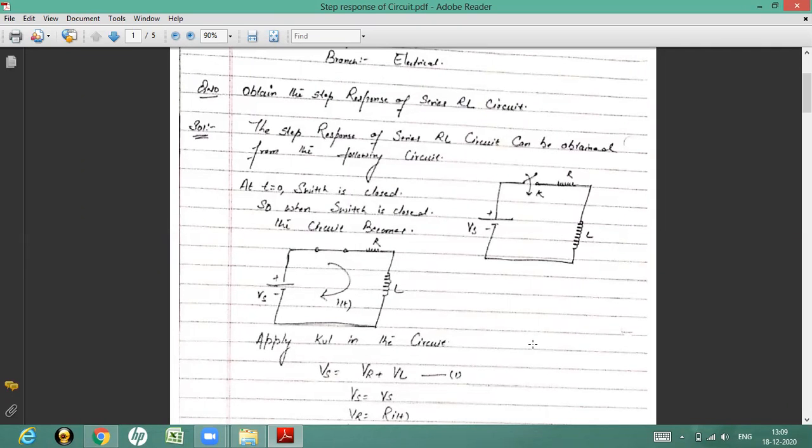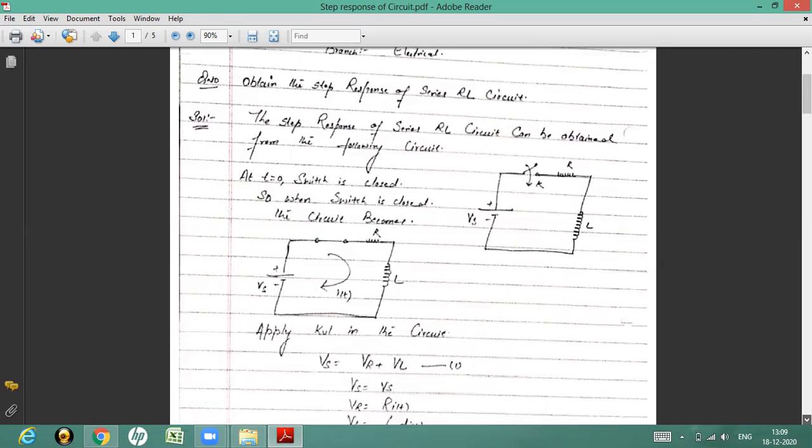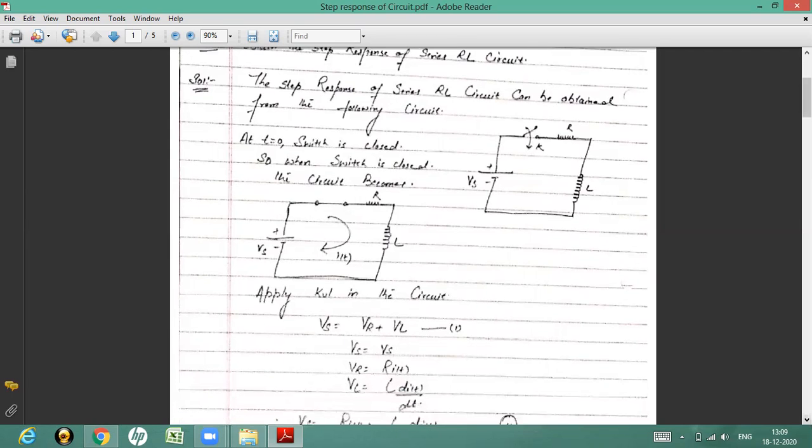So when we apply the KVL in the circuit, the KVL says source voltage is equal to load voltage. Based upon that, you have a source voltage equal to Vs. You have a load voltage, and in this load you have two types of loads available. One is R, another is L. In case of R, the voltage will be R i of t, and in case of L, the voltage will be L di by dt. So I can write down that Vs is equal to Vs, VR is equal to R i of t, VL is equal to L di by dt.